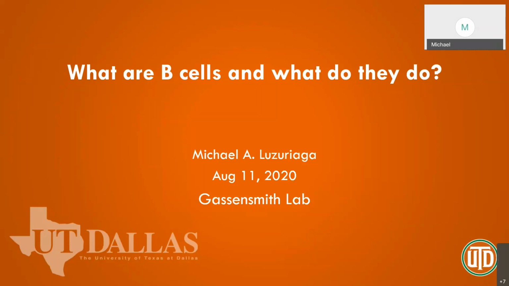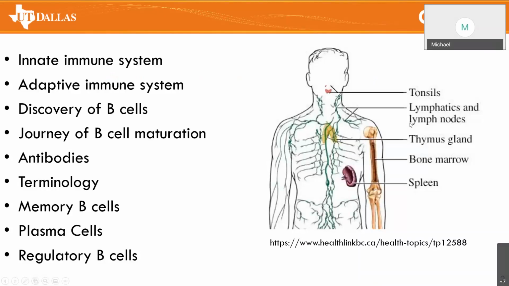Today I'm going to be talking about B cells and what they do. We're going to talk about a brief review of the innate and adaptive immune system. We're going to look over B cell maturation, activation, and differentiation. And then we're going to talk about antibodies and terminology.